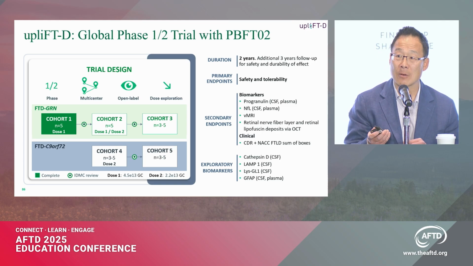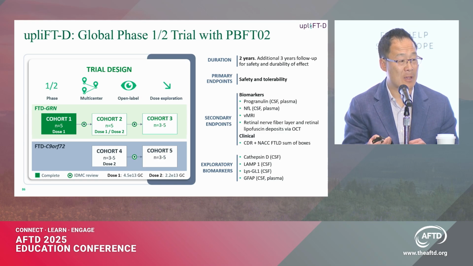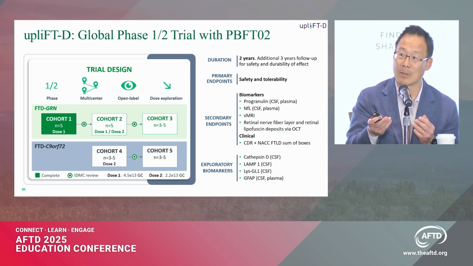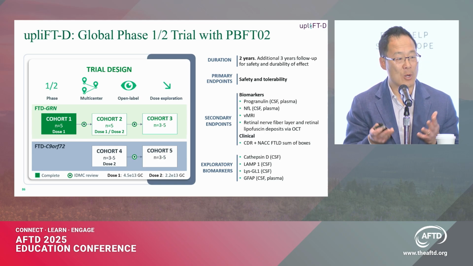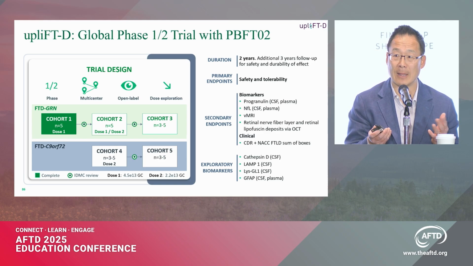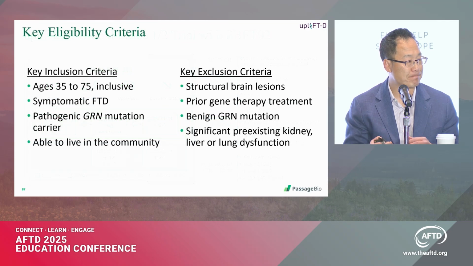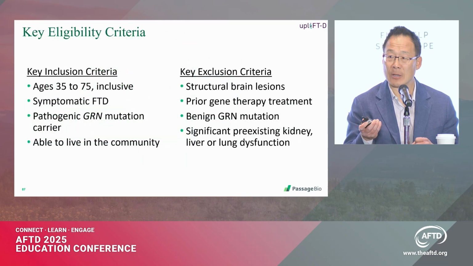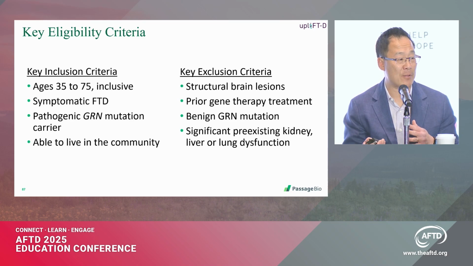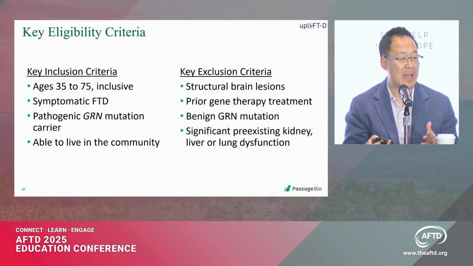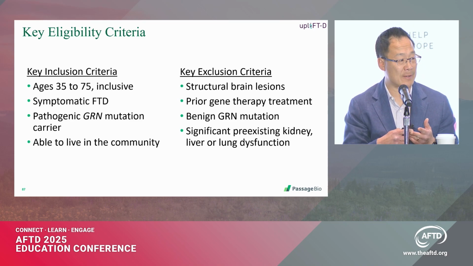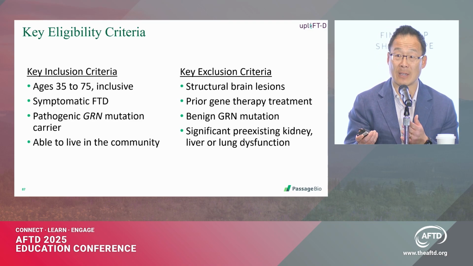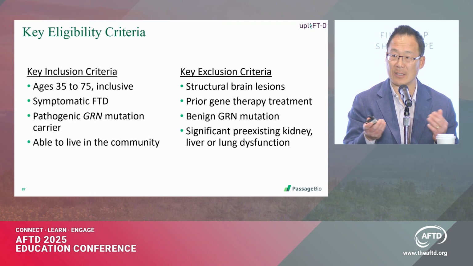The key biomarkers that I'm going to be talking about today are progranulin, so is the product doing what it's supposed to do, and an early look at neurodegeneration, which we are measuring by neurofilament levels, and I'll talk about that in a second. Our key eligibility criteria: patients aged 35 to 75 who have symptomatic FTD and are carriers of either the GRN gene or the C9orf72 gene, and you can see some of the key exclusion criteria listed here as well.